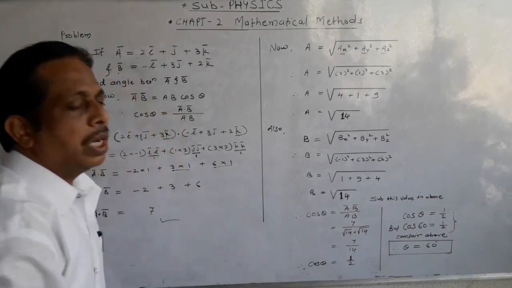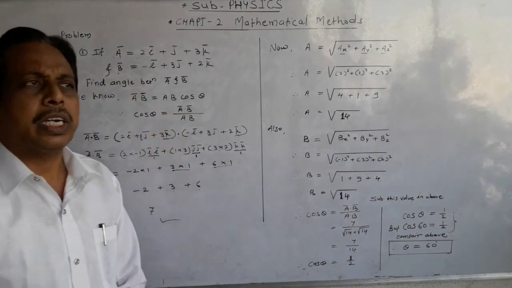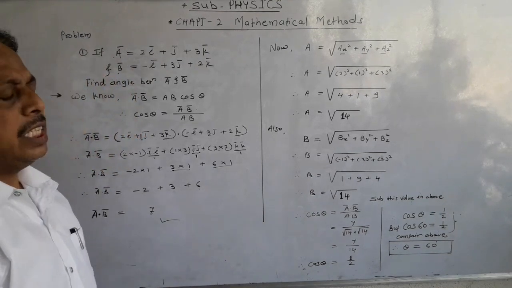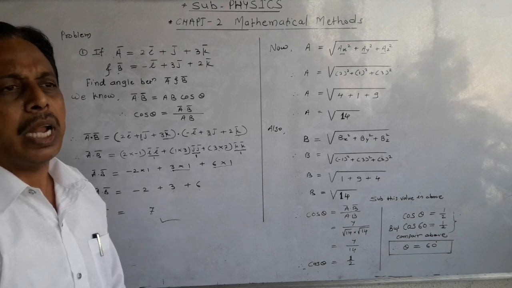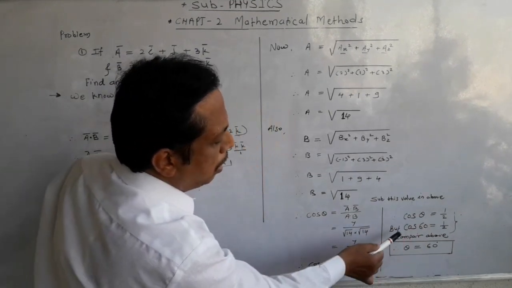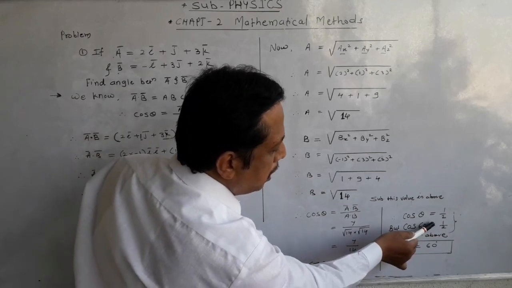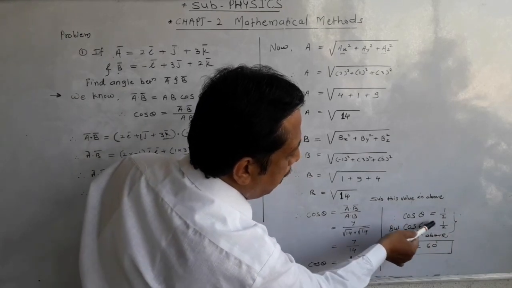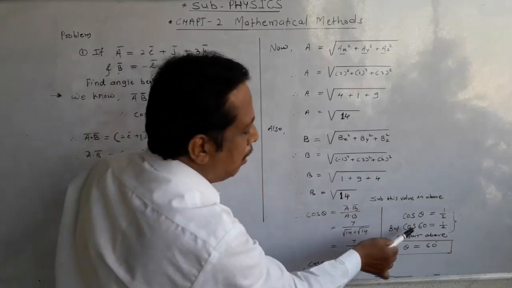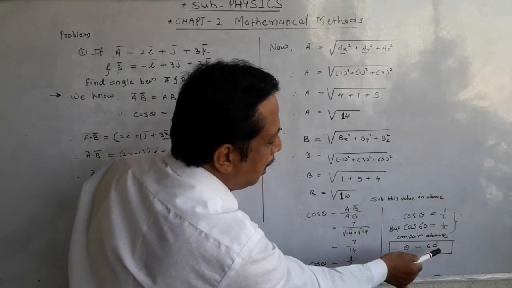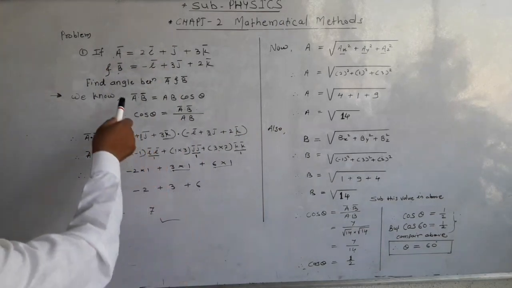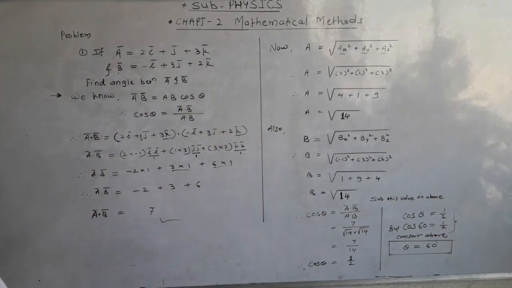Cos theta is equal to 1/2, but we also know from the trigonometric ratios that the value of cos 60 is 1/2. Therefore, if cos theta is equal to 1/2 and cos 60 is equal to 1/2, then comparing these, theta is 60, and by using this we can write theta is equal to 60 degrees. In this way we can find the angle between these two vectors.